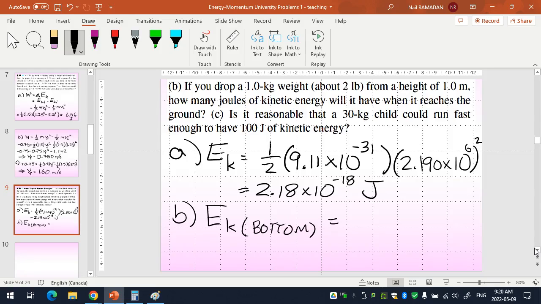EK at the bottom equals EG at the top. Yep. By the way, everyone listen up. This is a common way when I subscript my energies. I always tell you two things: what energy is it, and where is it?